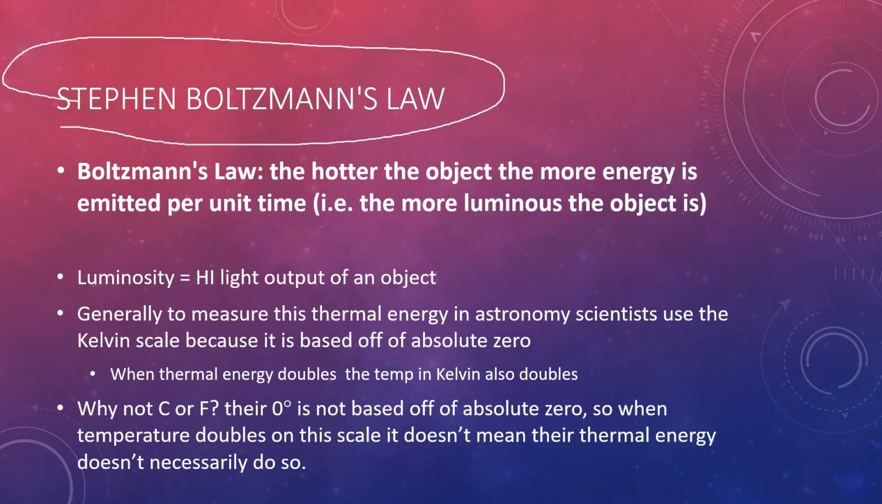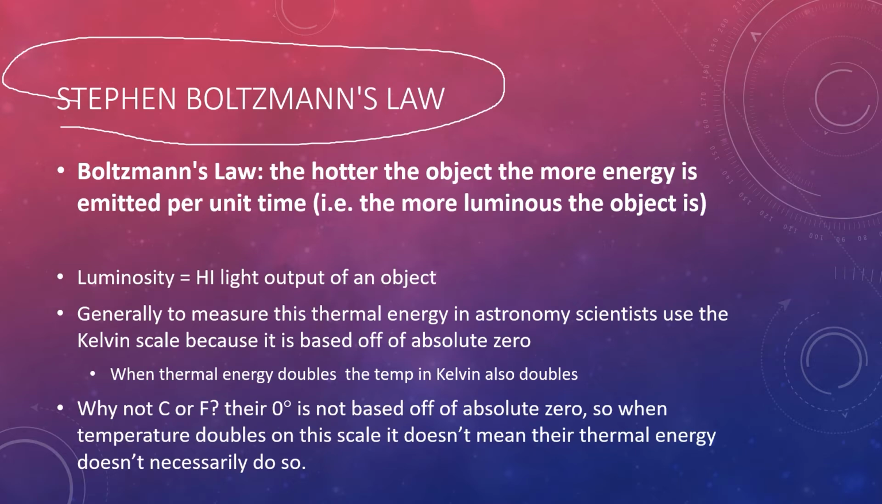And Boltzmann's law is the hotter the object, the more energy is emitted per unit time. Basically, the more luminous it is. Luminosity is the light output of an object. Generally, it's used to measure the thermal energy. In astronomy, we use the Kelvin scale because of it being based off of absolute zero. So when thermal energy doubles the temperature in Kelvin, it also doubles thermal energy, which is energy due to internal vibrations and motions of atoms within the object.